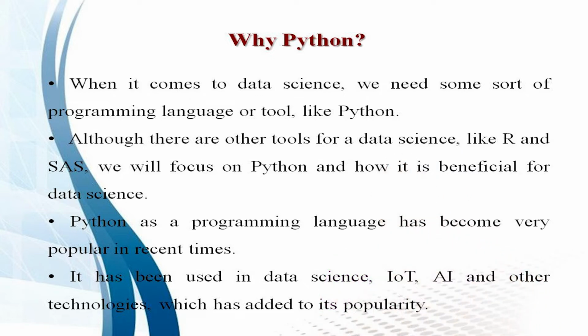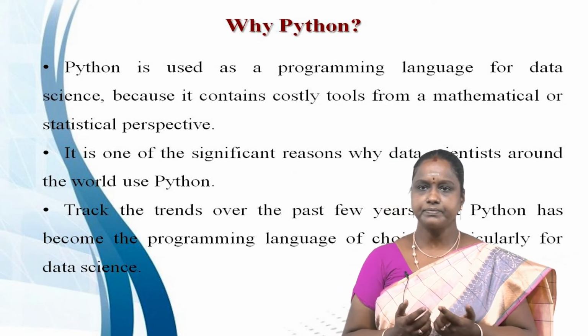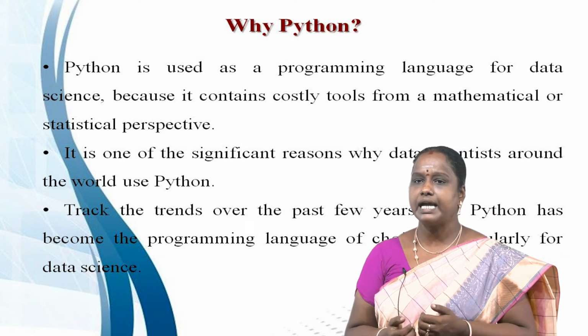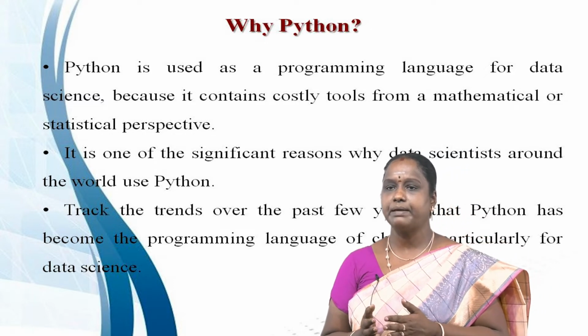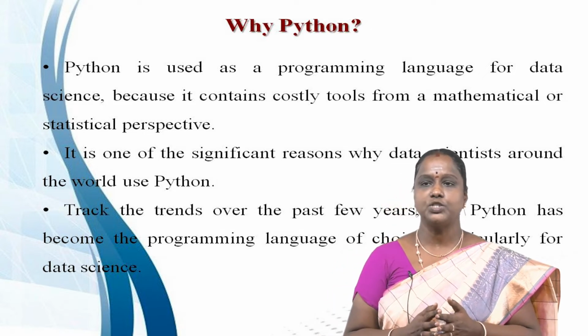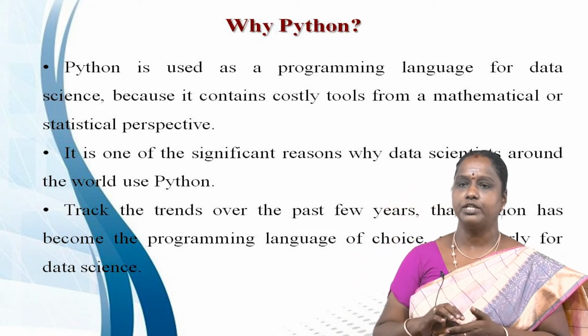Python as a programming language has become very popular in recent times. It has been used in data science, IoT, AI and other technologies, which has added to its popularity. Next, why Python? Python is used as a programming language for data science because it contains powerful tools from a mathematical or statistical perspective. It is one of the significant reasons why data scientists around the world use Python.